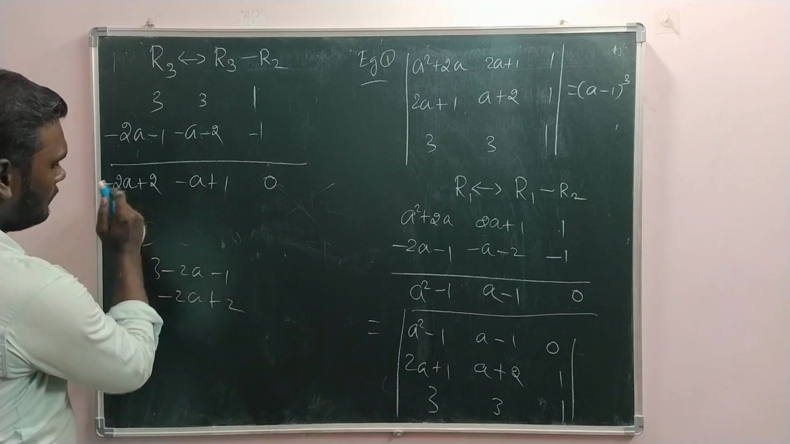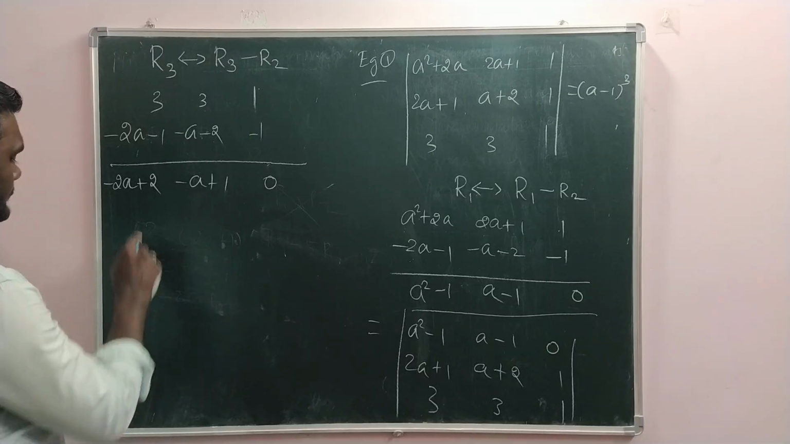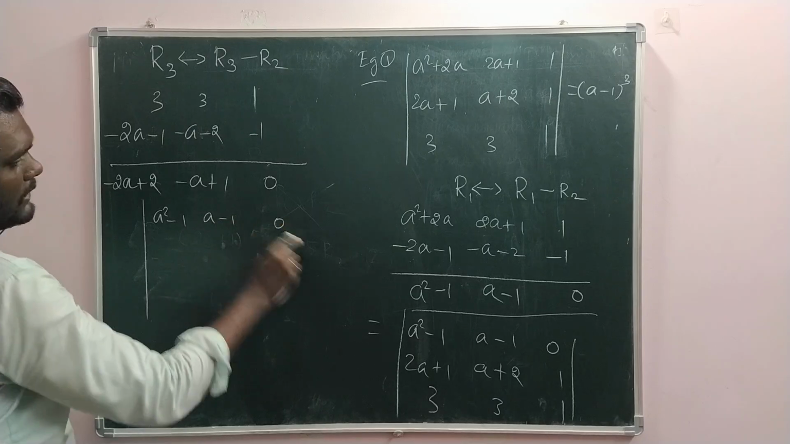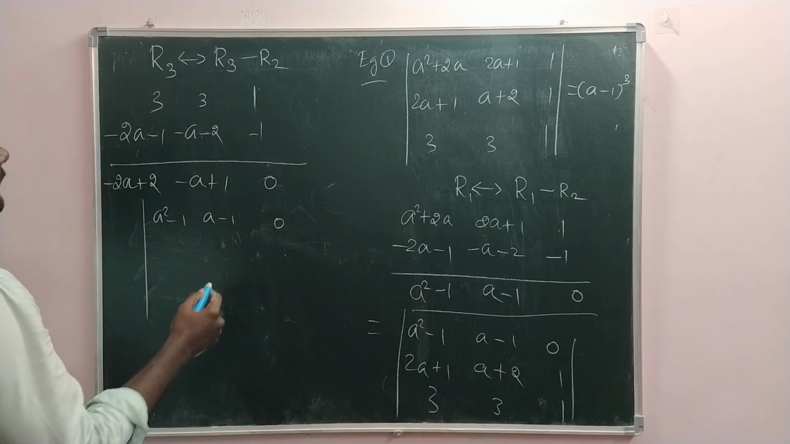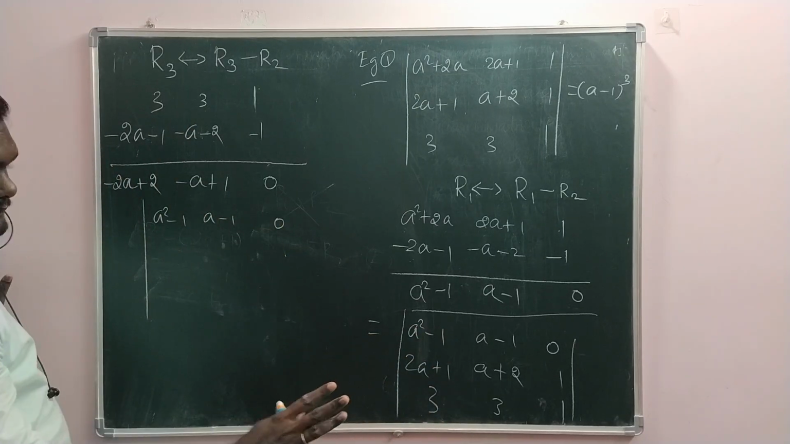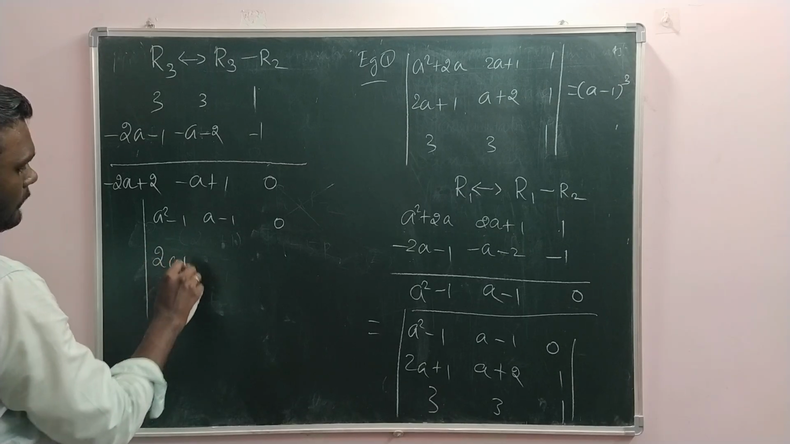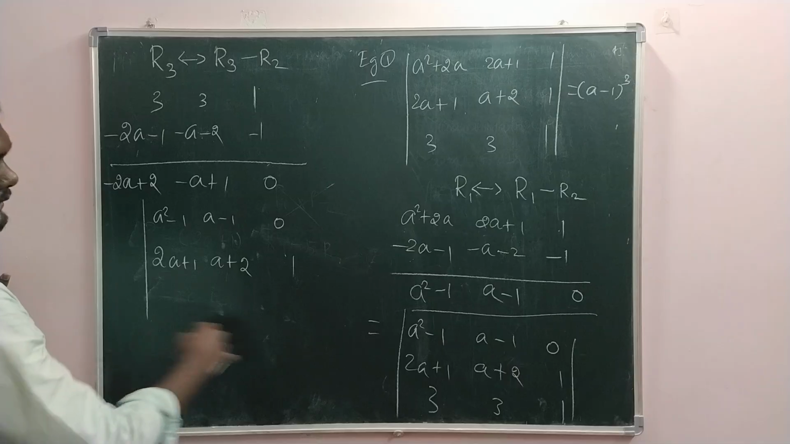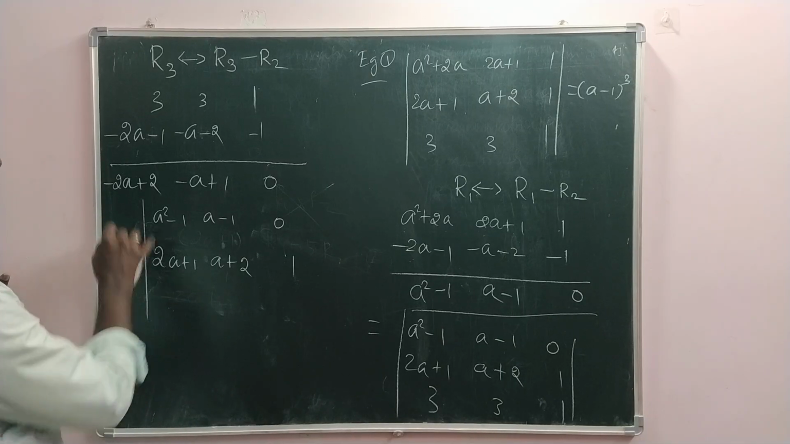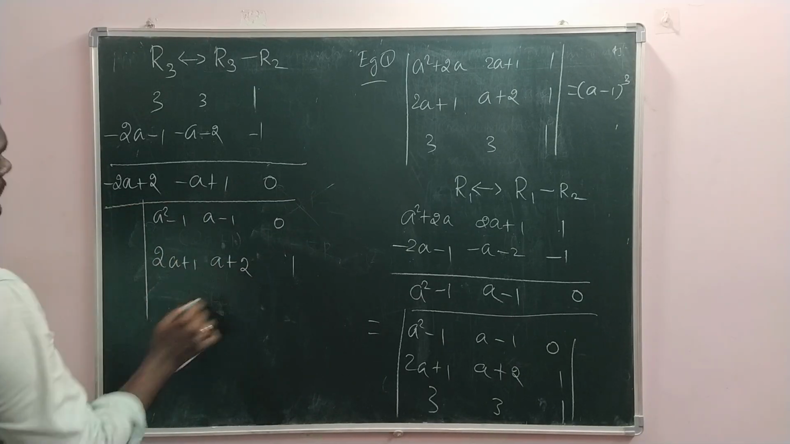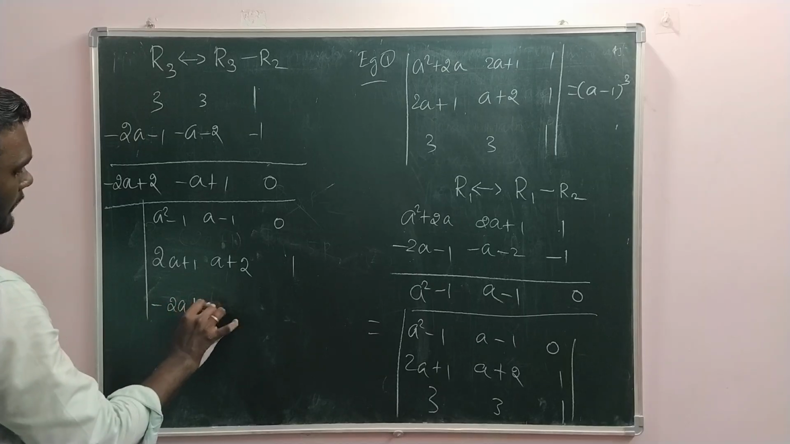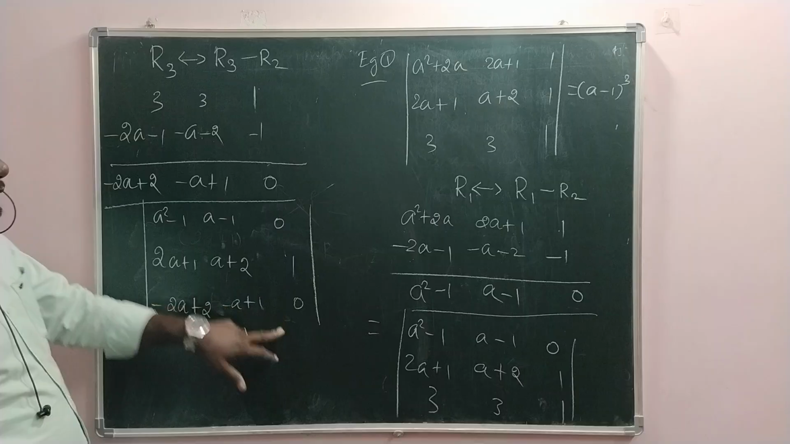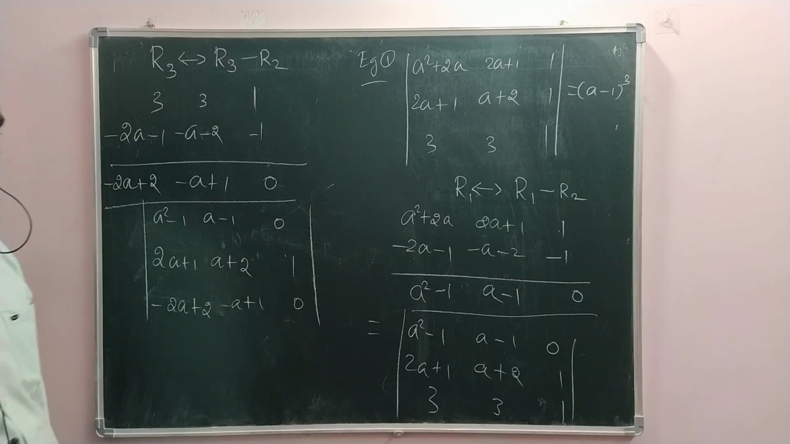Okay. So now the matrix can be written like what? A square minus 1, a minus 1, 0. And second row remains unchanged. That is 2a plus 1, a plus 2, 1. And third row will become what? This is the new third row. So that is minus 2a plus 2, minus a plus 1, 0. We made two elements 0 in the column.